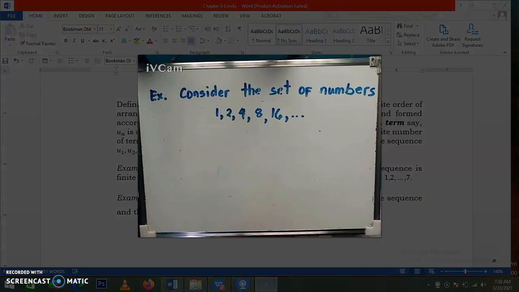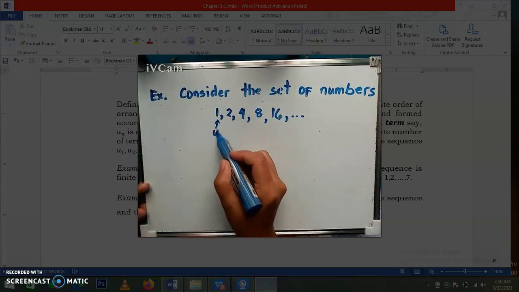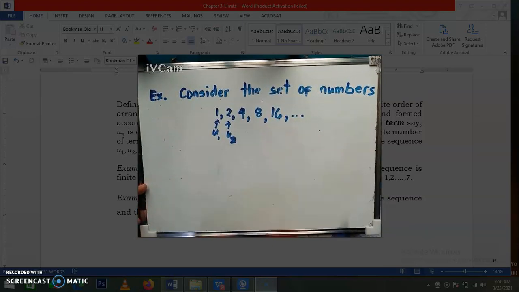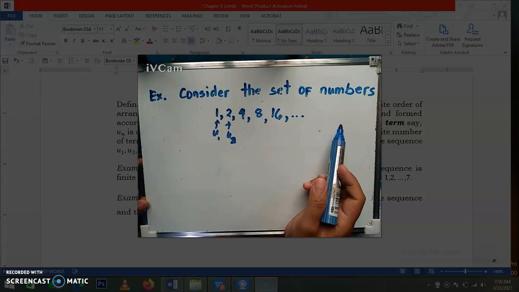Okay, let us consider another example here. So we have 1, 2, 4, 8, 16. So again, we have here 1 is our first term. This is our second term, third term, and so on. So this sequence is infinite. So it has an infinite number of terms.